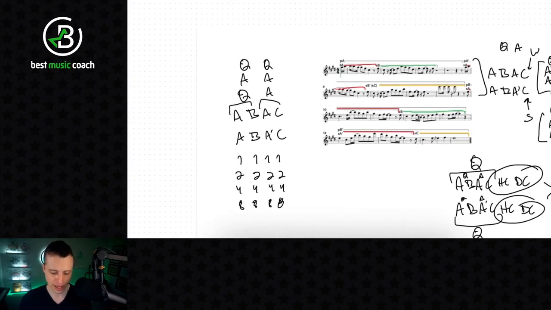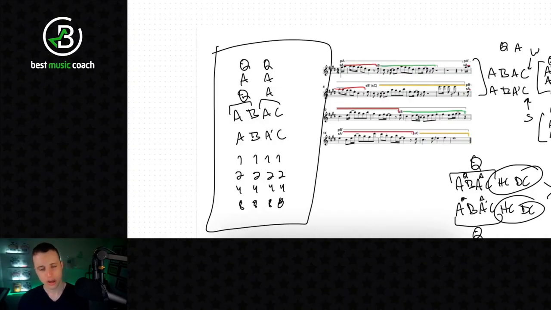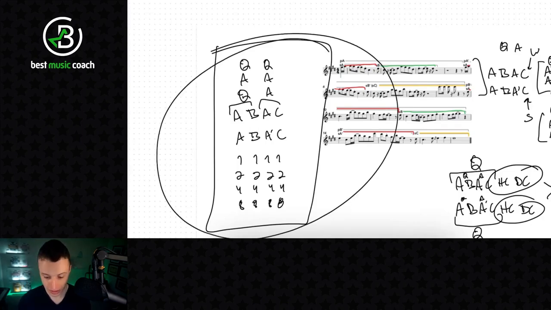All right, here we go. So you either have question, answer, question, answer. You have ABAC or AB, A prime C. It's either all 1 measures, all 2 measures, all 4 measures, or all 8 measures. Go ahead and crank out some melodies using this way of thinking about it and use the motif lessons you learned before. Don't just throw that out the window. Think about, how am I going to use my motifs to create these structures?